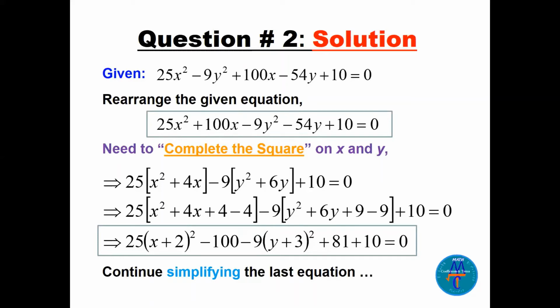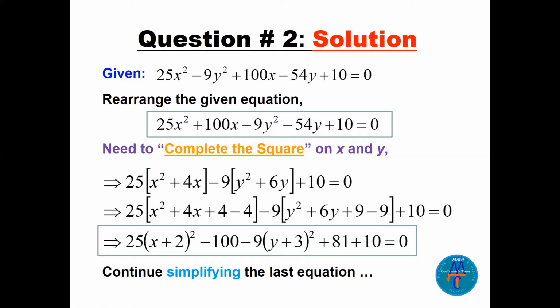Because if you remember, completing the square, the first condition we should have is that the coefficient of x squared should be 1. So if I take 25 as a common factor from the terms that have x's, it will be x squared plus 4x. Same thing for the y. I take minus 9 out, so it will be y squared plus 6y, since 6 times 9 is 54, plus 10. Now inside the bracket, this is the completing the square. We complete the square.